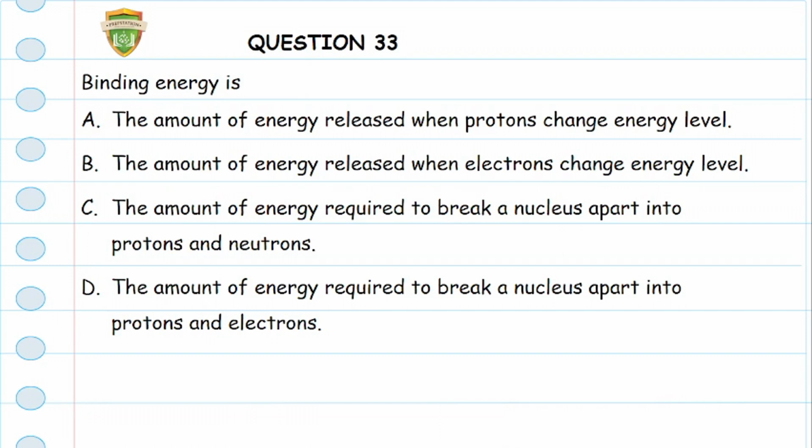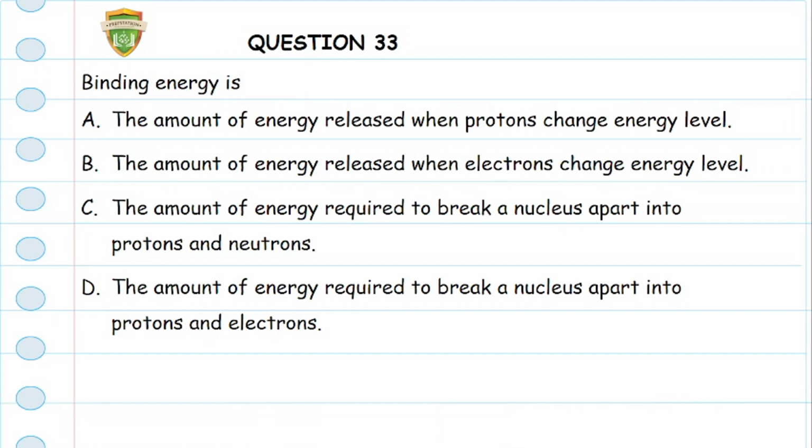Question 33. Binding energy is. Now we have 4 options here. The first one says the amount of energy released when protons change energy levels. The second option says the amount of energy released when electrons change energy level. Third option says the amount of energy required to break a nucleus apart into protons and neutrons. And then the last one says the amount of energy required to break a nucleus apart into protons and electrons.